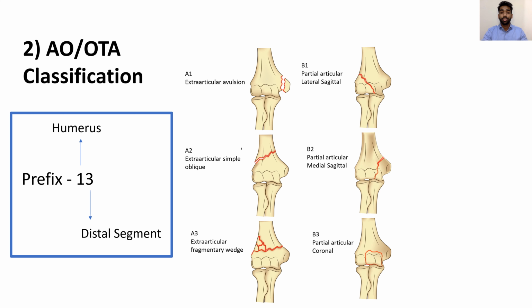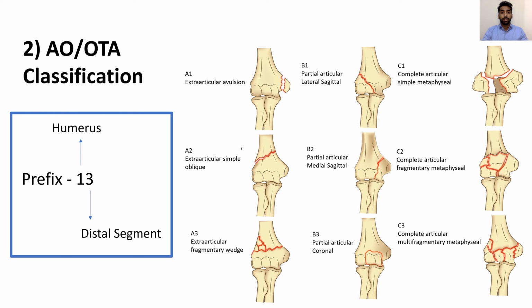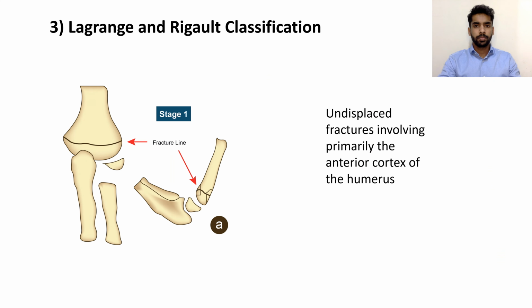B1 is partial articular lateral sagittal. B2 is partial articular medial sagittal. B3 is partial articular coronal. Coming to the last subtype, C1 is complete articular simple metaphyseal. C2 is complete articular fragmentary metaphyseal. And C3 is complete articular multifragmentary metaphyseal.